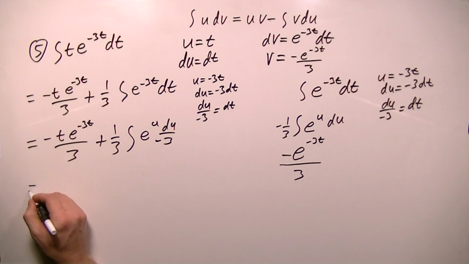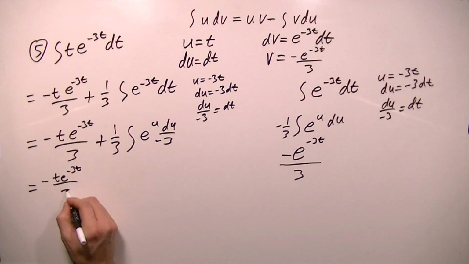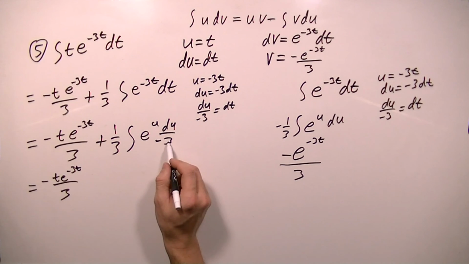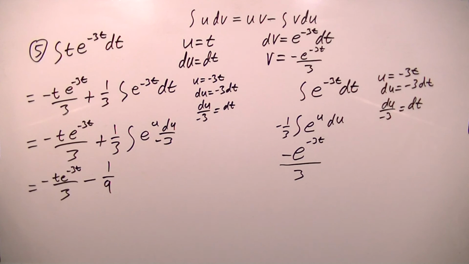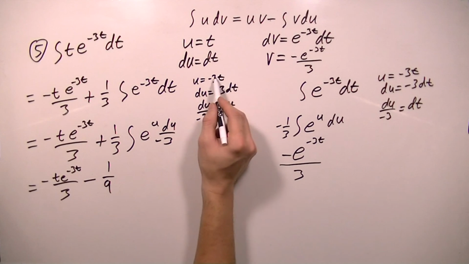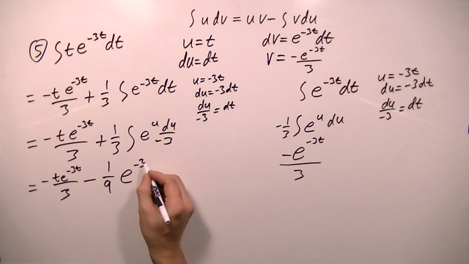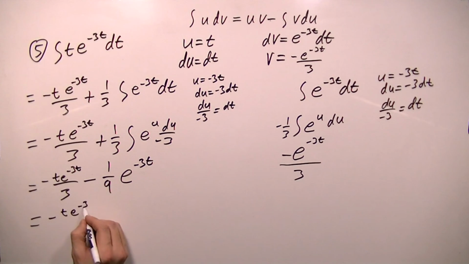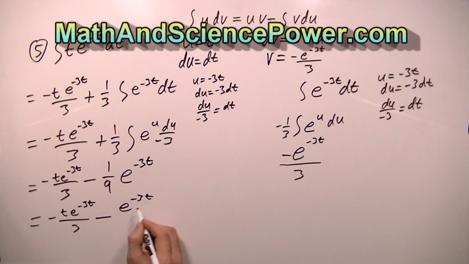Now I'm ready to take the integral, and I'm going to write negative t e to the negative 3t power over 3. And I'm going to factor out this negative 3 here, and that's going to make this a negative 1/9. And then when I take the integral of e to the u, that's still going to be e to the u, but instead of u I'm going to plug back in my negative 3t. So this is going to be e to the negative 3t power. And if I want, I can just rewrite this so that this is e to the negative 3t over 9.